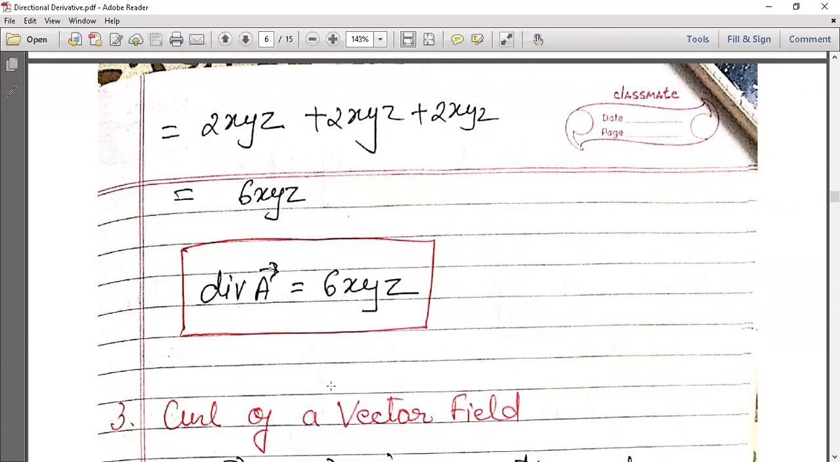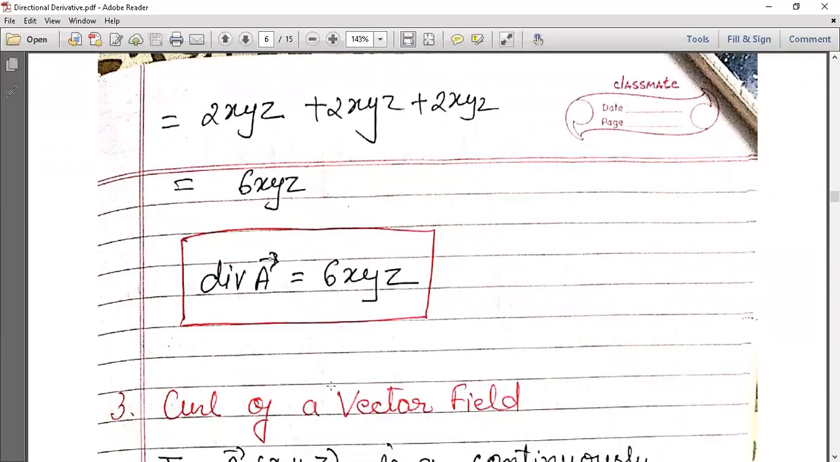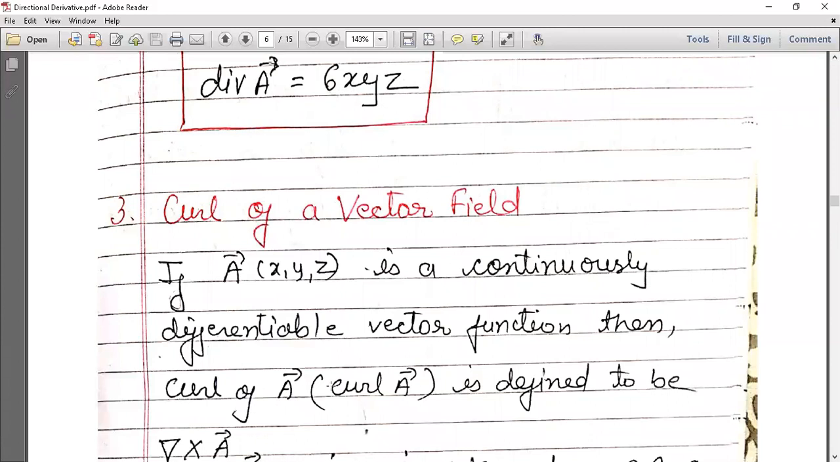Now next, the operator we are applying is the curl of a vector field. When we are having the curl of a vector field, we are restricted to vectors only. So the curl will convert a vector to a vector. Okay, so generally the word curl represents a twist.